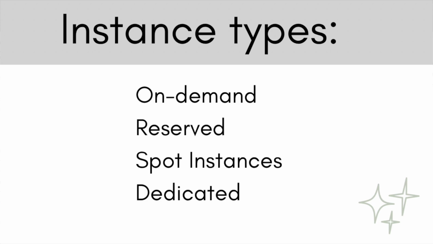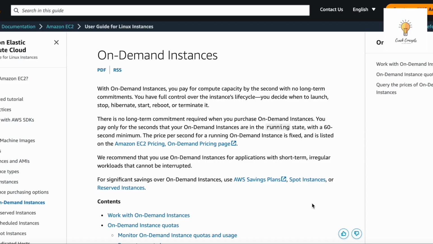So in this video I will be talking about AWS pricing. So the first one is on-demand instances. With on-demand instances, you pay for compute capacity by the second with no long-term commitments.